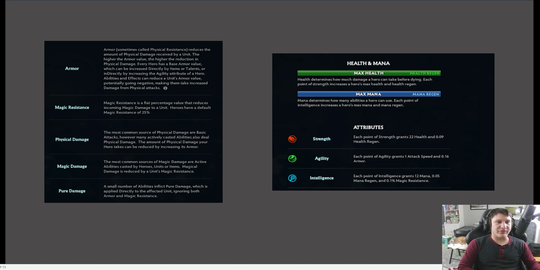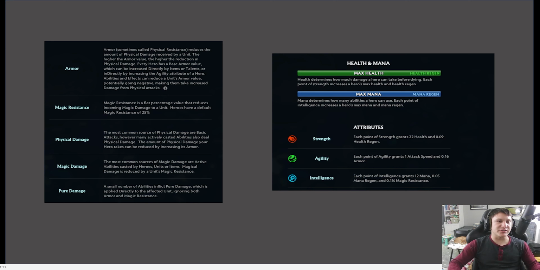So this is kind of the overview, right? Armor, sometimes called physical resistance, reduces the amount of physical damage received by a unit. The higher the armor value, the higher the reduction in physical damage. Every hero has a base armor value, which can be increased directly by items, talents, or indirectly by increasing the agility attribute of a hero. Abilities and effects can reduce a unit's armor value, potentially going negative, making them take increased damage from physical attacks. I know, a lot of words, but really what it means is this helps protect you from physical damage, somebody hitting you with their right click.